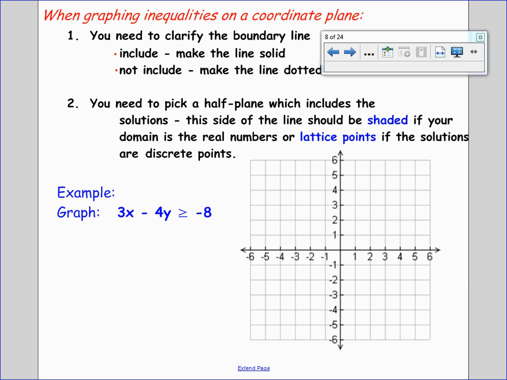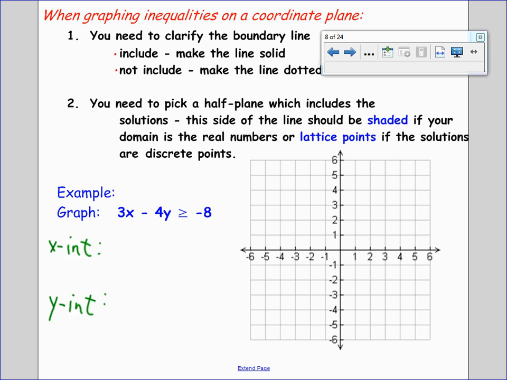Consider the linear inequality 3x minus 4y is greater than or equal to -8. We can handle this a couple different ways. One way would be to make a sketch by using x and y intercepts, since we're already in standard form. So recall, we could make a quick sketch by getting the intercepts of this equation. Since it's in standard form, we could get the x-intercept, and we could get the y-intercept. Connect those two, and that will be my boundary line.